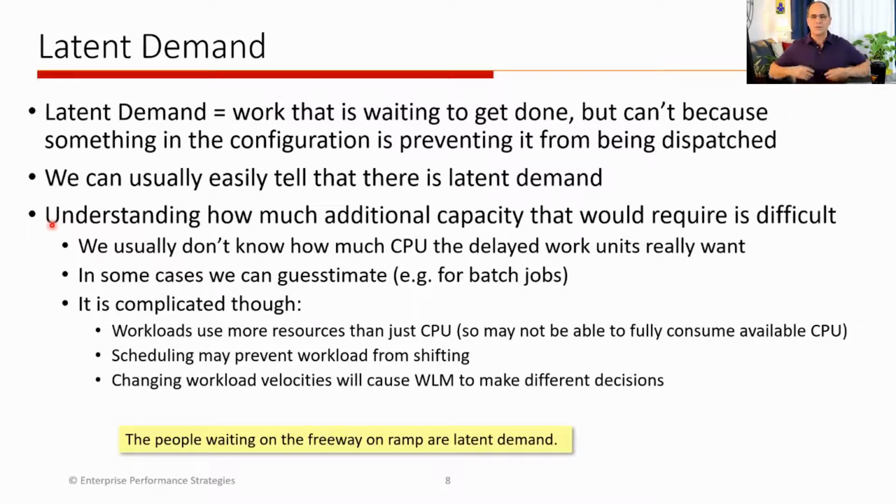But we want to talk about latent demand today. Latent demand is an interesting subject because if you have any sort of weight enforcement, capping, or machine capacity issues, chances are you also have latent demand. Latent demand is work that is waiting to get done but can't get done because something in the configuration is preventing it from being dispatched. We have work that wants to use the CPU, for example, but something is preventing it from using the CPU.